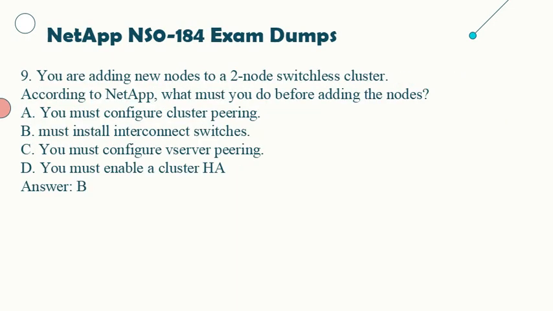9. You are adding new nodes to a 2-node switchless cluster. According to NetApp, what must you do before adding the nodes? A. You must configure cluster peering. B. Must install interconnect switches. C. You must configure vServer peering. D. You must enable a cluster hop. Answer: B.